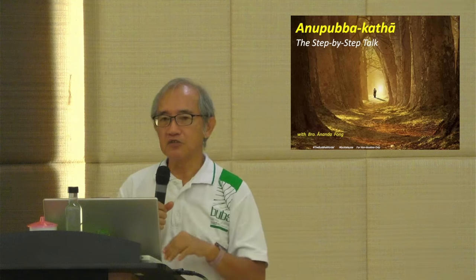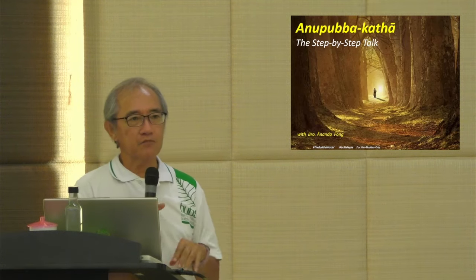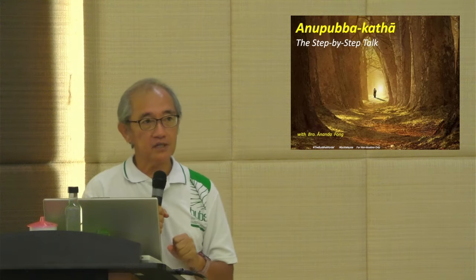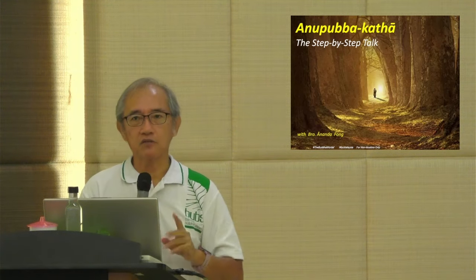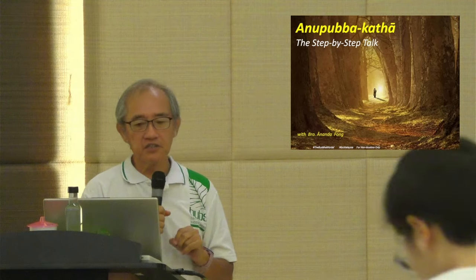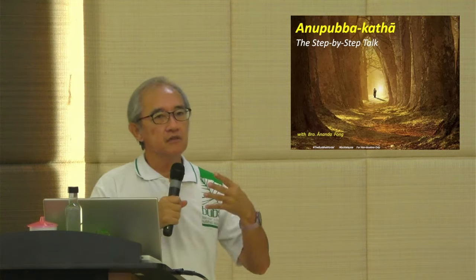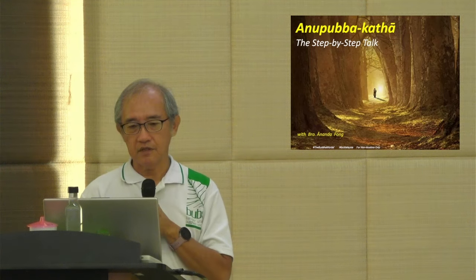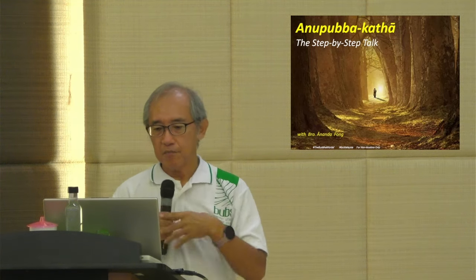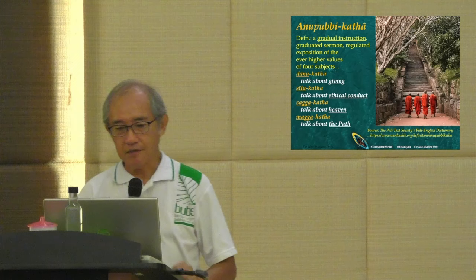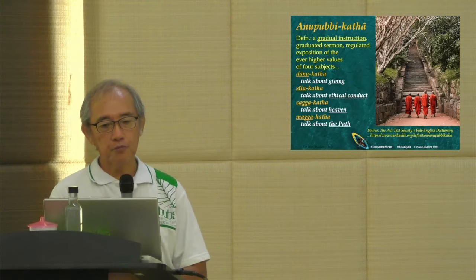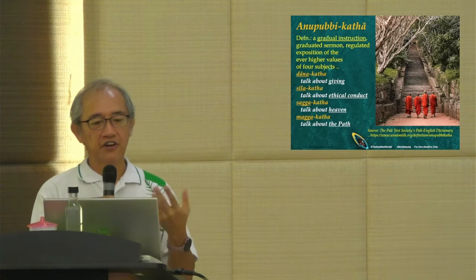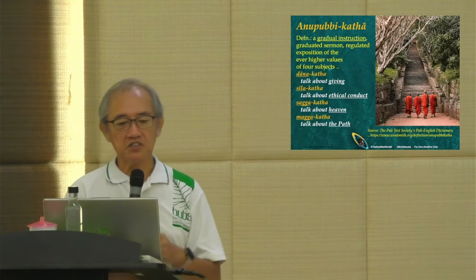Of course, in India in those days, they called themselves Brahmins. They were not Hindus. There was no Hinduism during the Buddha's time. There was only Brahmanism and other assorted religions. So the Buddha had to use a different approach. And this is the step-by-step talk which the Buddha used. And from the Pali Text Society's Pali-English Dictionary, Anupubbikatha basically just means gradual instruction, gradual sermon, regulated exposition, and so on.